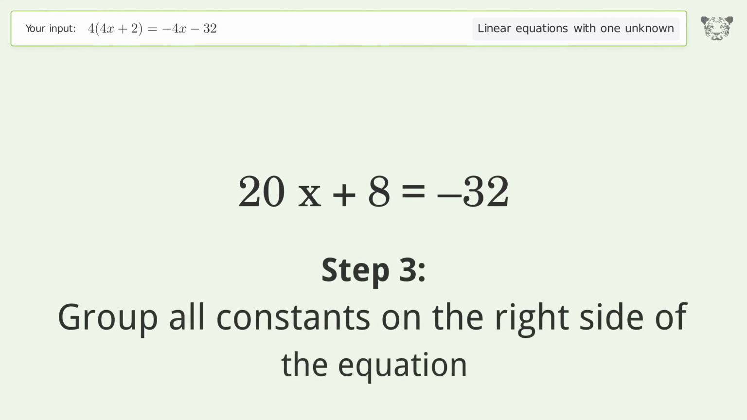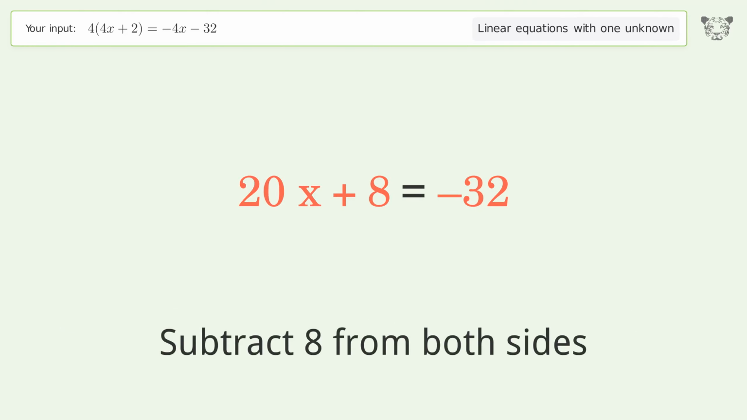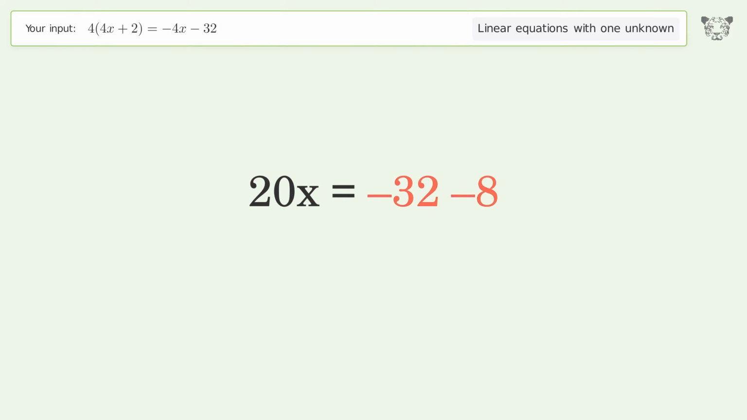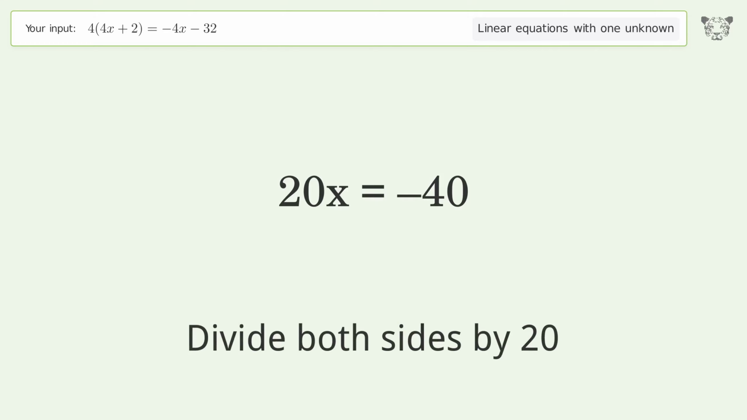Group all constants on the right side of the equation. Subtract 8 from both sides. Simplify the arithmetic. Isolate the x. Divide both sides by 20.